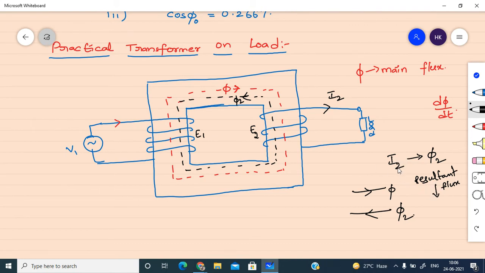So whenever the resultant flux is reduced, what will happen? The induced EMF in the primary winding, E1, will also reduce. Why? Because the resultant flux is decreasing. The magnitude of the induced EMF depends on the rate of change of flux linkages only. If the flux decreases, it is proportional to d phi by dt, so this induced EMF will also decrease.